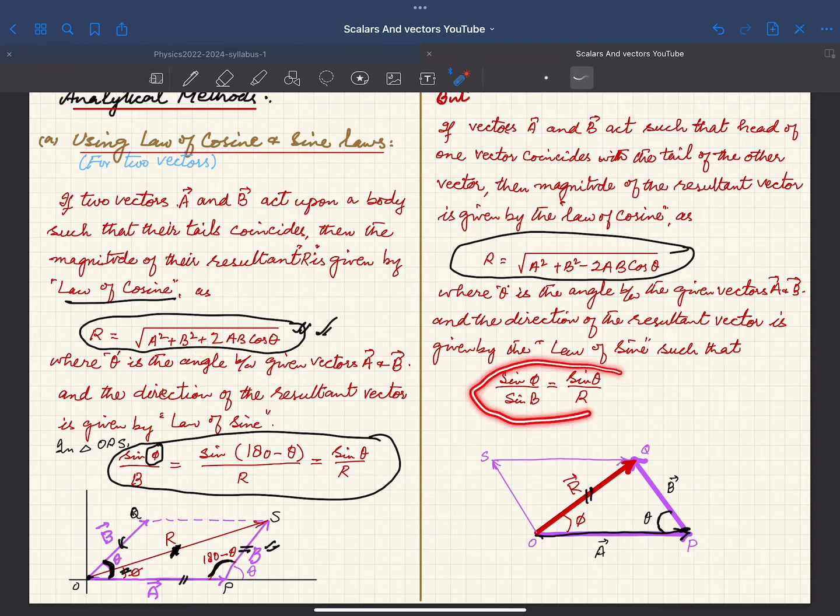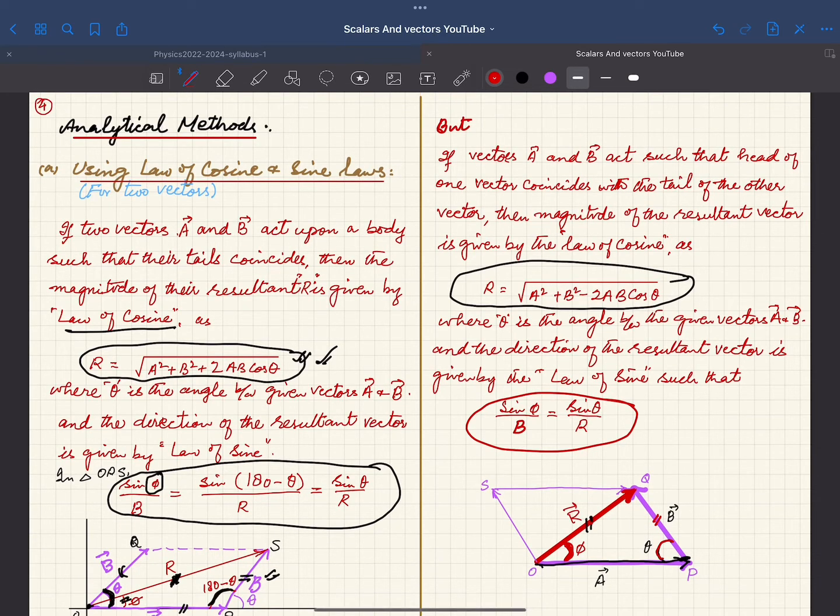Here the formula, which is the sine law, is simple: sine phi divided by b. This is not sine b, this is only b. Here you have sine phi, this is phi, the opposite side is b, and here you have theta, the opposite side is r. So the formula is simple: sine phi over b is equal to sine theta over r.